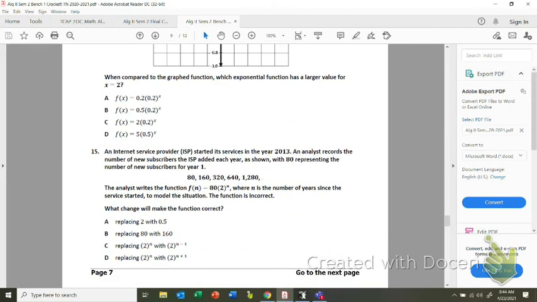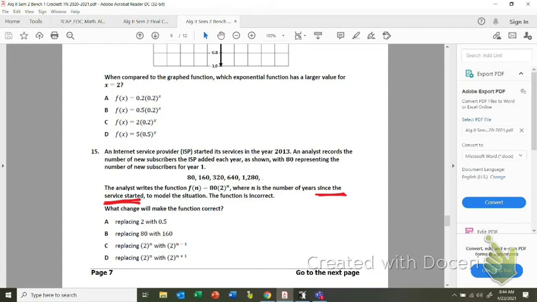All right, number 15. So we've got an internet service provider, and they're getting some new subscribers every year. First year, they've got 80 people on their internet service. And if you notice, it's multiplying by what every time? It's multiplying by 2 every time. And here's the important part. It writes a function 80 times 2 to the power of n, where n is the number of years since the service started.